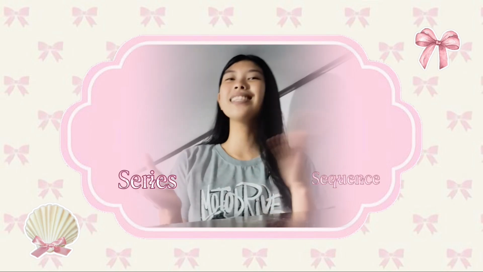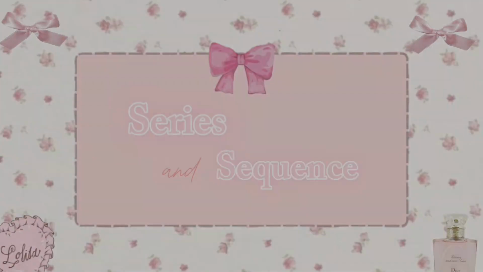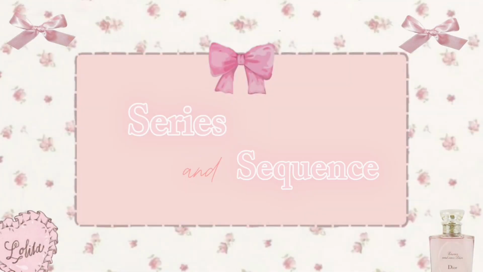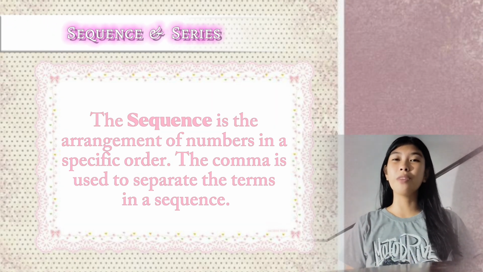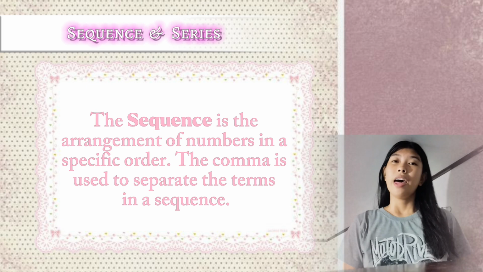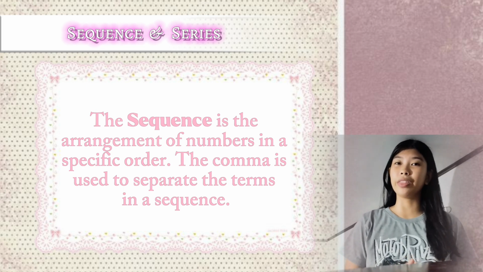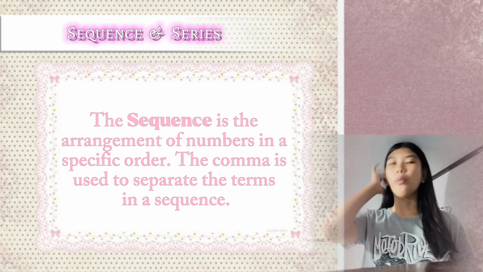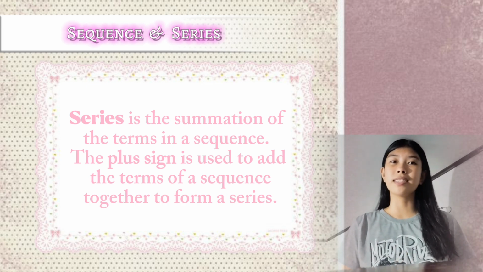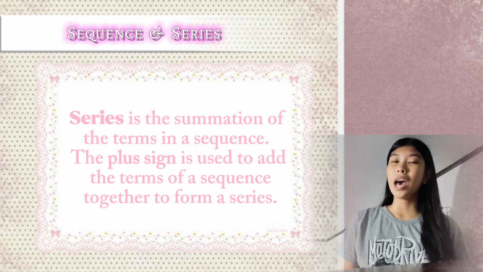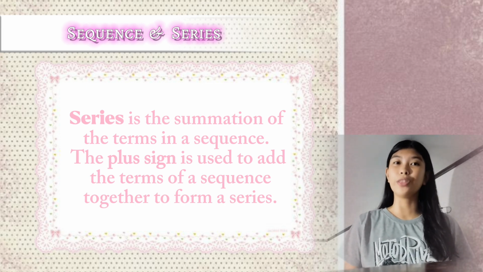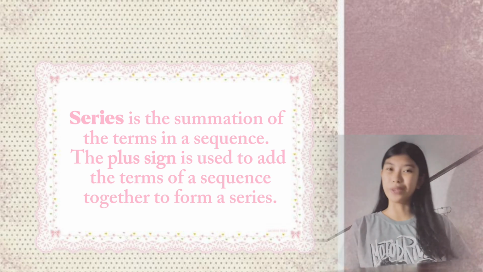For this lesson, we are going to talk about series and sequence. But first, we have to know the difference between series and sequence. A sequence is the arrangement of numbers in a specific order. The comma is used to separate the terms in a sequence, while a series is the summation of terms in a sequence. The plus sign is used to add the terms in a sequence to form a series.